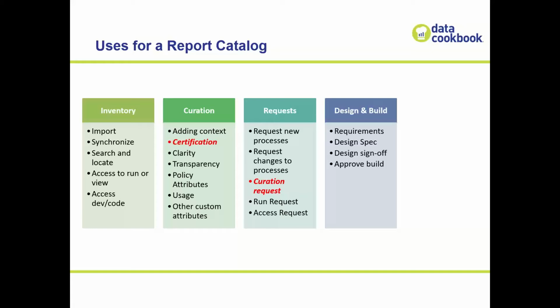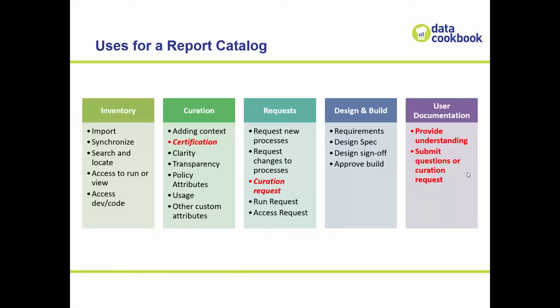So the design and build process can be done through the catalog. And then lastly, user documentation. So on the back end, it is a place that, if linked to from a report, or a place that people can access and search on their own, can provide this additional understanding and details around the report, or allow them to submit questions or curation requests. So it's really taking this information and having access to the curated details, or to submit requests from the user side.